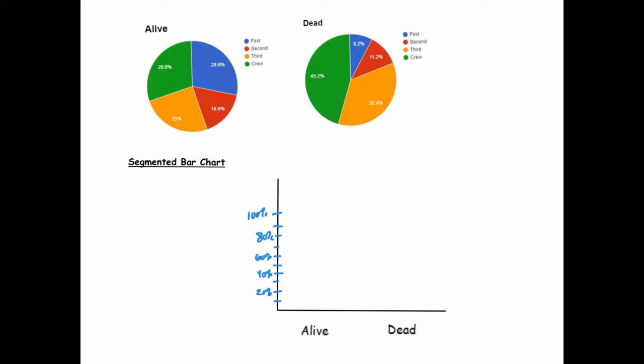So let's just look at the pie chart of those who are alive. 28.6% were first class. So I'm going to make my bar go up to 28.6, which is like right before that one. Okay, so that's first. So I'm actually going to label it 28.6%, and that's first class. And now let's go over to those who died. First class passengers only made up 8.2%. So that bar should look like that.